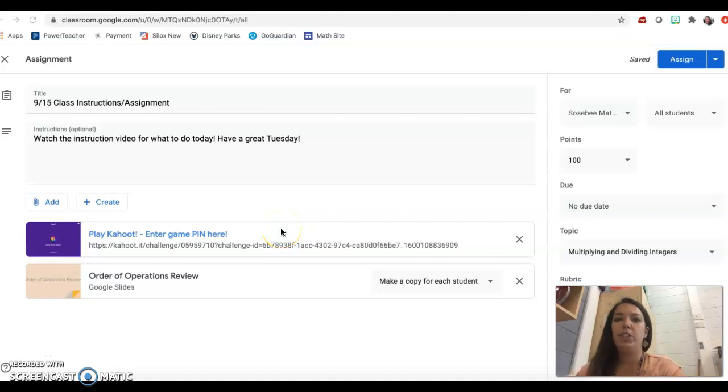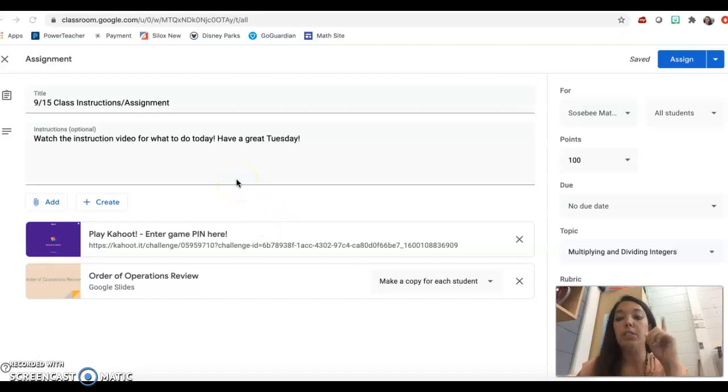Hey guys, just want to give you some instructions for what we're going to do in class today. You do have a test tomorrow. Actually, you have two tests tomorrow. You have one on multiplying and dividing and one on order of operations. So if you're still struggling with order of operations, then you can still show separately that you are doing okay with your multiplying and dividing rules.